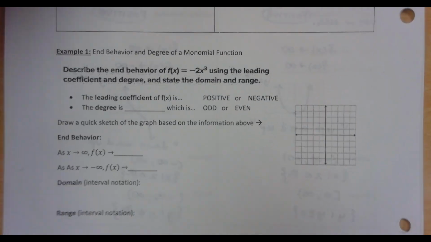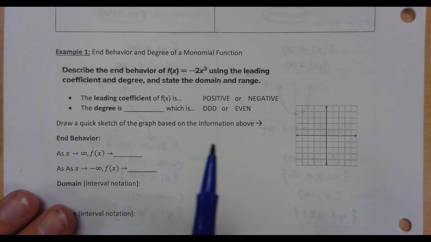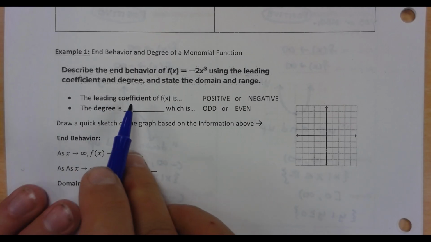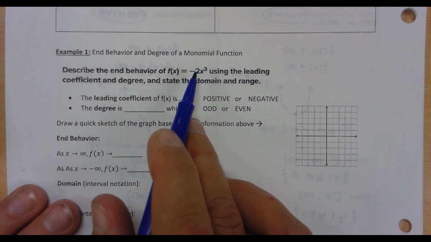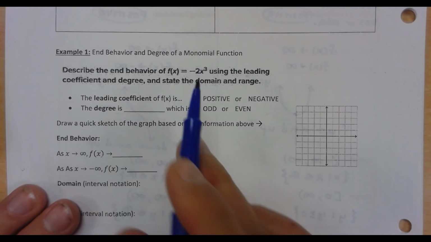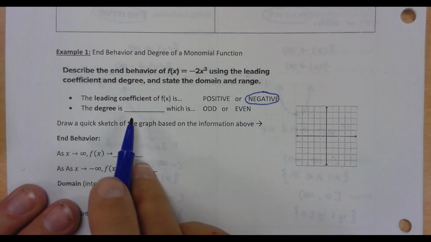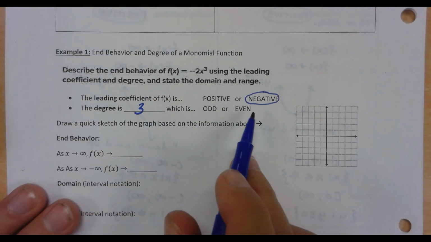Our first example, I should say. Describe the end behavior of f of x equals negative 2x cubed using the leading coefficient and the degree, and state the domain and range. All right, well, the leading coefficient here, is it positive or negative? Well, let's look at the number in front of the x. It's negative. And the degree is 3, which is 3 an odd or an even number?